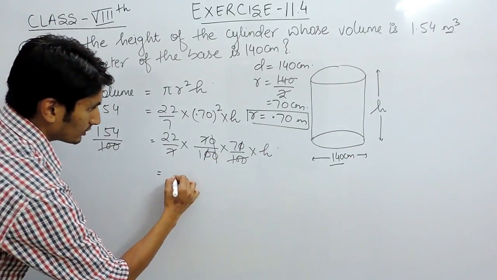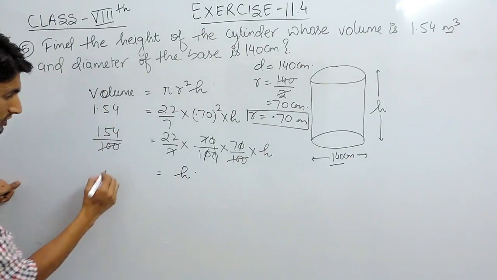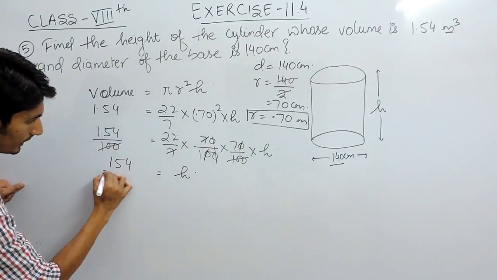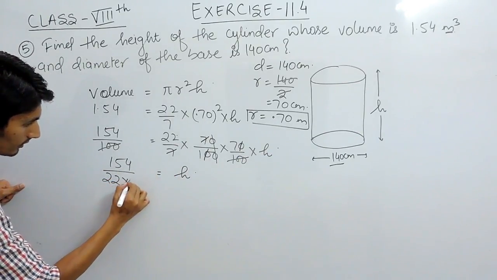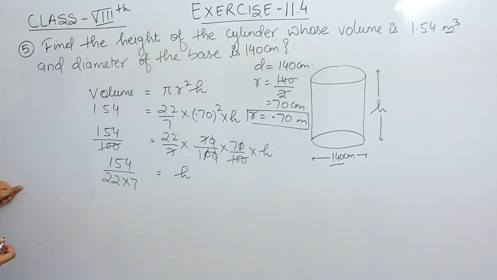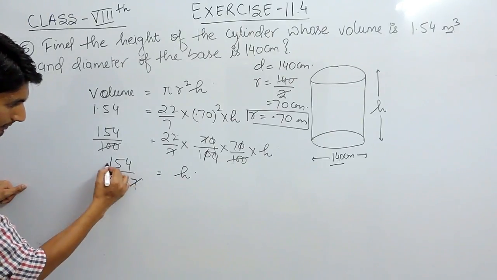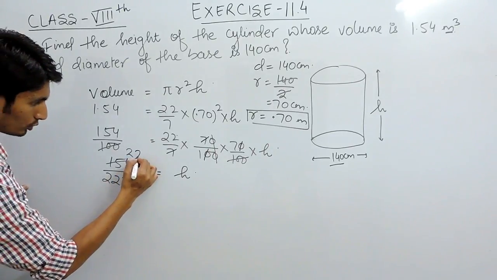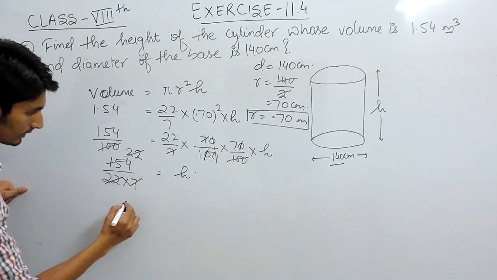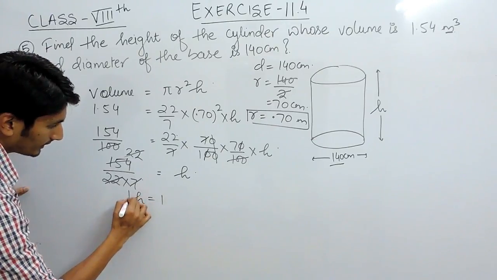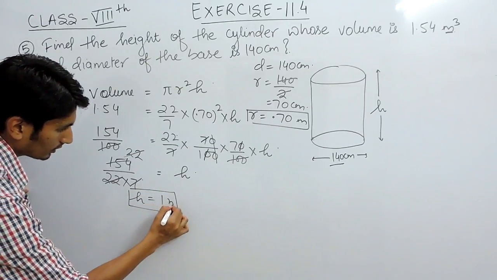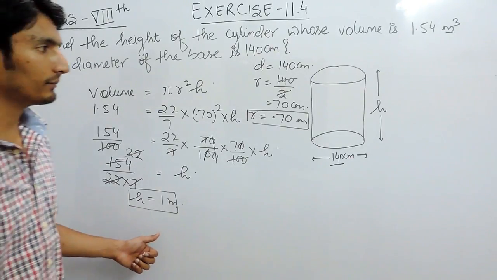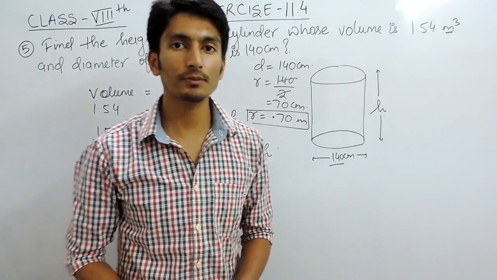And if we further solve it, this would be h. Here it would be 154, and 22/7 would be on the denominator. The 7 can be cancelled, 7 to 14 and 2, so height should be 1. So our height for the cylinder must be equal to 1 meter. So this is how you can solve this particular question.